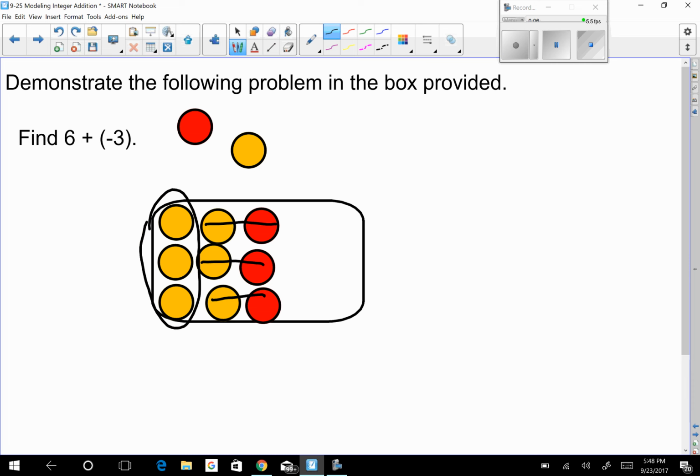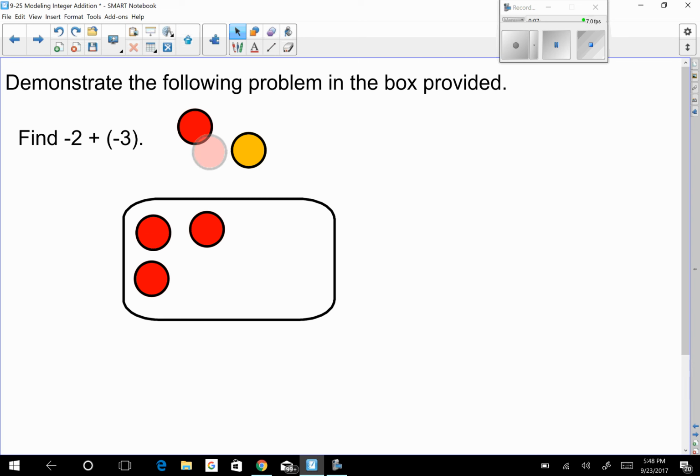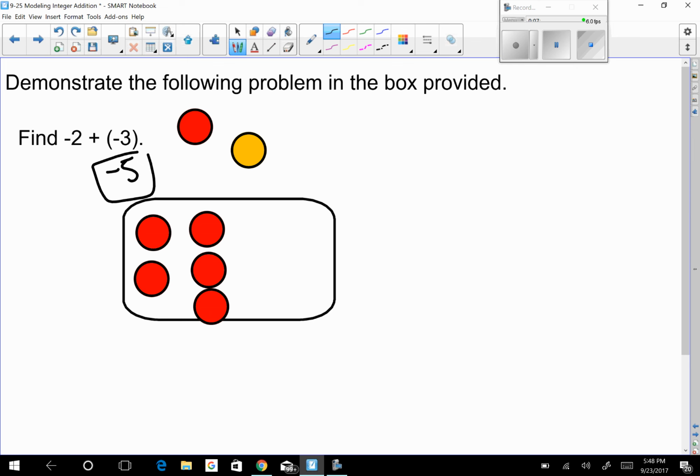Next part. Demonstrate the following problem in the box provided. Find -2 plus -3. So we've got negative. Okay, let me go back to the selection. -2 together with -3. So what do you have in the box? -2 together with -3 is all together 5 negatives. So -2 plus -3 is -5.